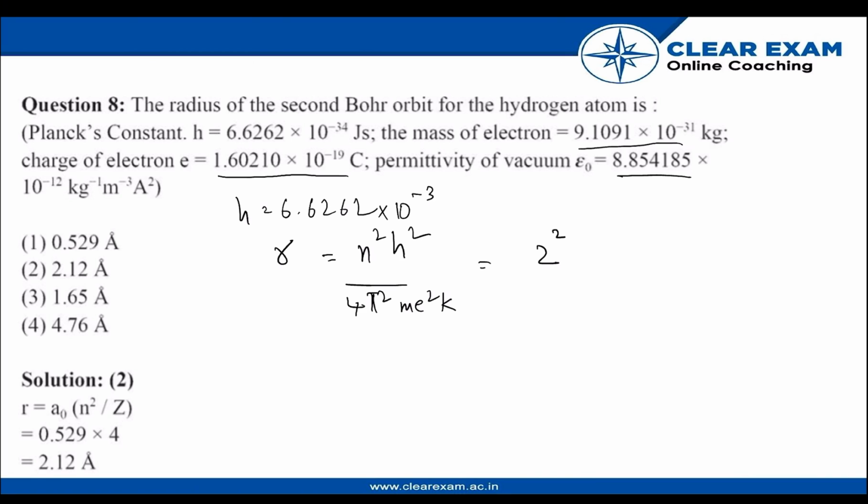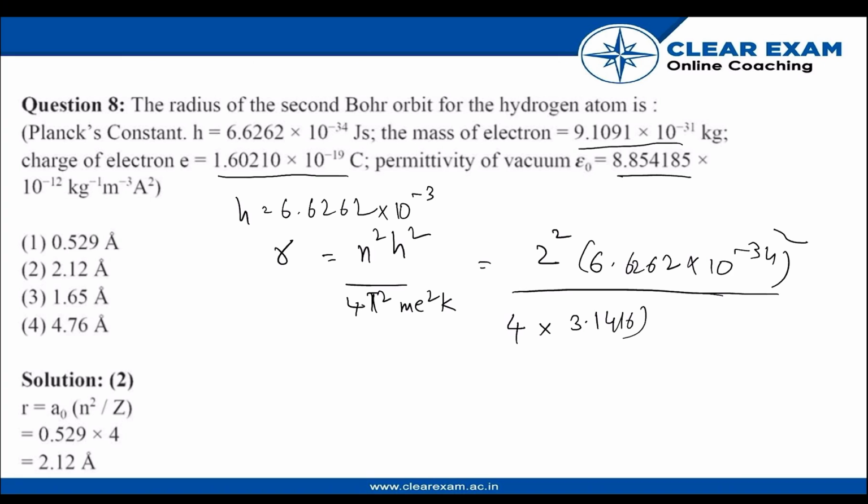So we have 2 square, as that is the second Bohr orbit. h is given 6.6262 into 10 to the power minus 34 whole square upon 4 into pi, that is 3.1416 whole square, into m, we're given 9.1091 into 10 to the power minus 31, and e square, that is 9 into 10 to the power 9, k, that is 1.60210 into 10 to the power minus 19 whole square, that is e, my bad.